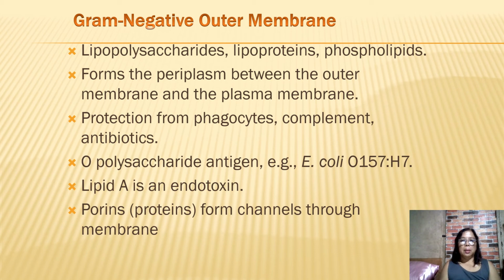And then the example of this is the character trait of Escherichia coli. The lipid A is an endotoxin to gram-negative. The outer membrane of gram-negative forms protein channels through the membrane.